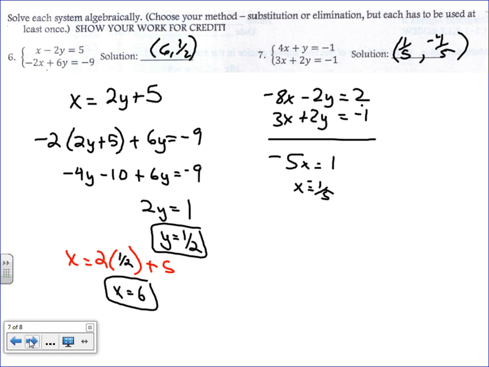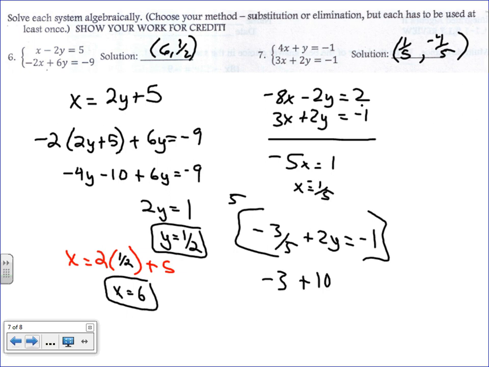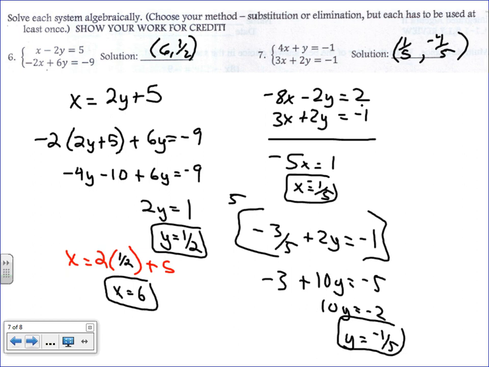So when I plug in negative 1/5, that gives me negative 3/5 plus 2y equals negative 1. Again, multiply by 5, and the reason I'm choosing 5 is because when I choose 5, it causes the fraction to go away. So 10y equals, this time, negative 2. So y is negative 2/10, which is negative 1/5. So now I think the answer is negative 1/5, negative 1/5.